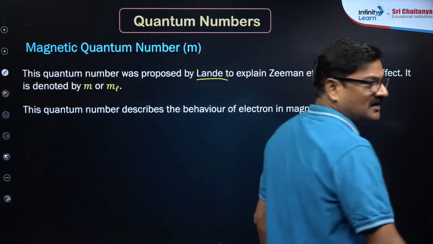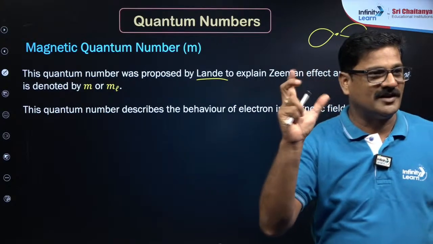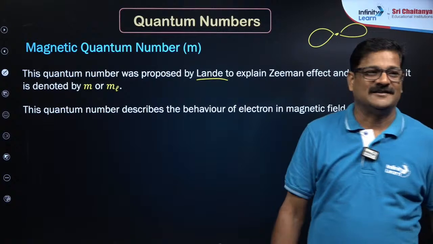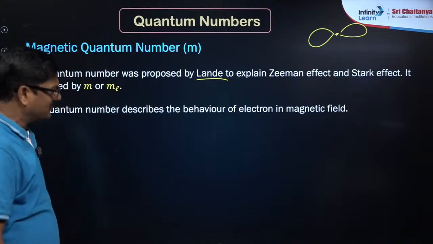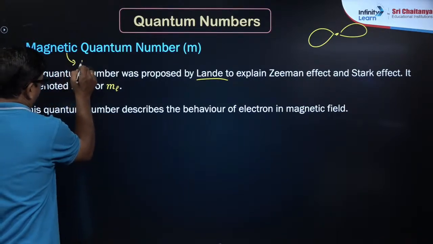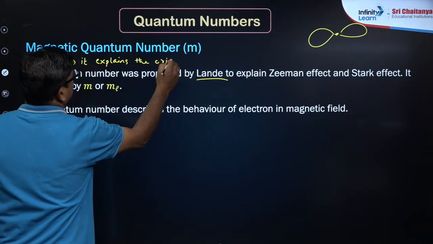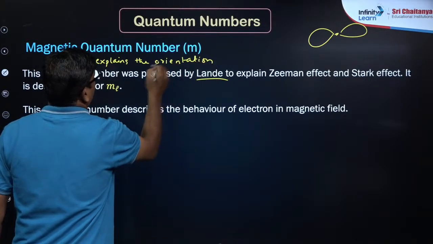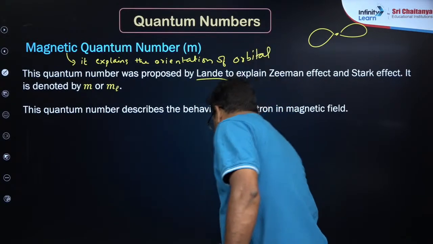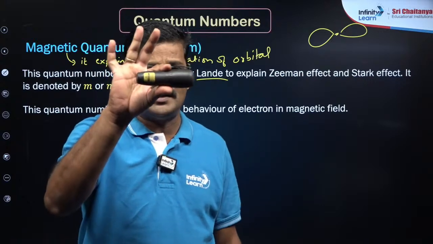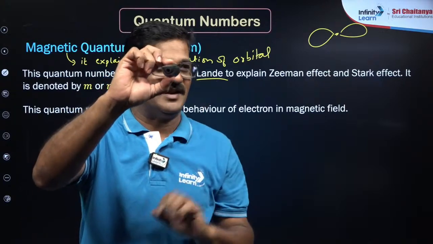So dumbbell, Anushka, dumbbell means this is your dumbbell. Okay, this is your dumbbell. We say dumbbell, right? Anushka, fine. And this quantum number describes the behavior of the electron in a magnetic field. Also, it explains the orientation of the orbital. I just said the p orbital is a dumbbell shape. Dumbbell shape means it can be like this, it can be like this, or it can be like this, right?